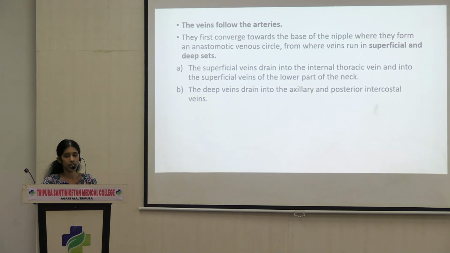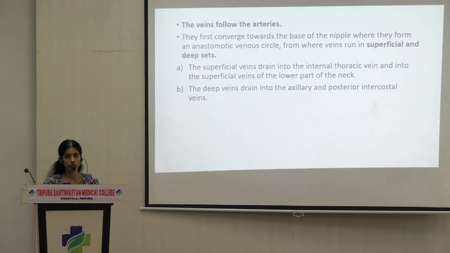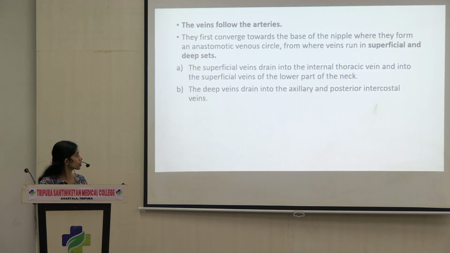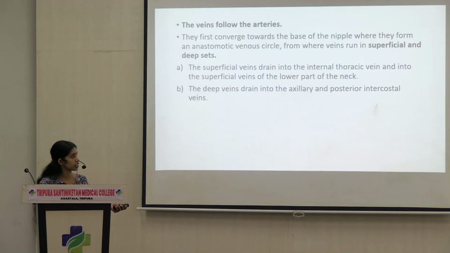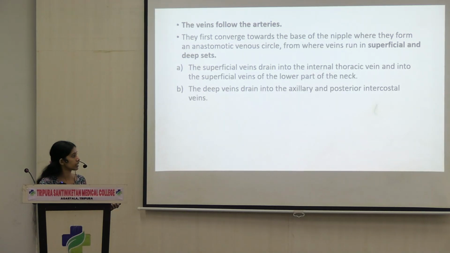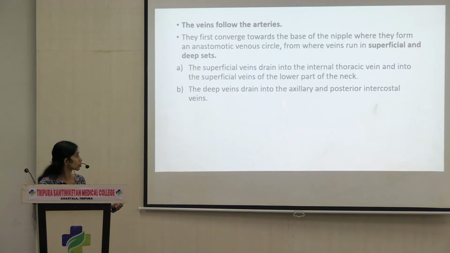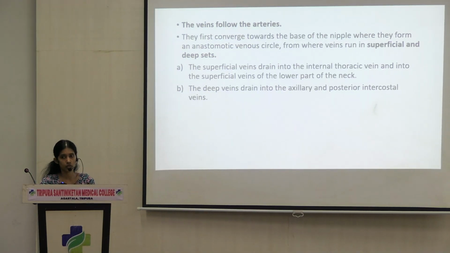If you remember the artery's name, it will be easy to write the veins name also. So the superficial veins will drain into your internal thoracic veins part and also to the lower part of your neck region, whereas your deep veins will drain into the axillary vein and also to your intercostal vein part, posterior intercostal veins. Okay.